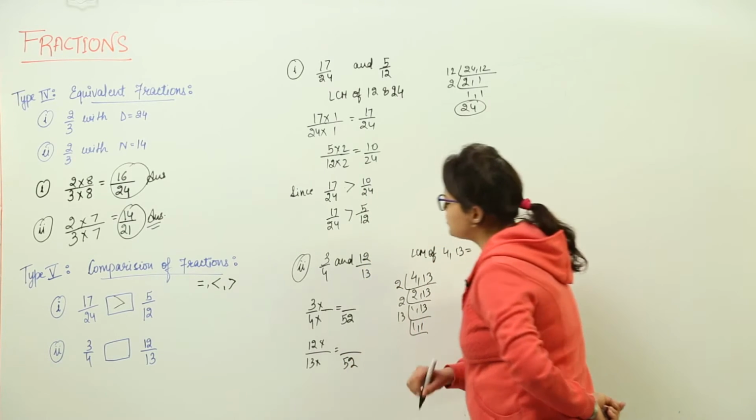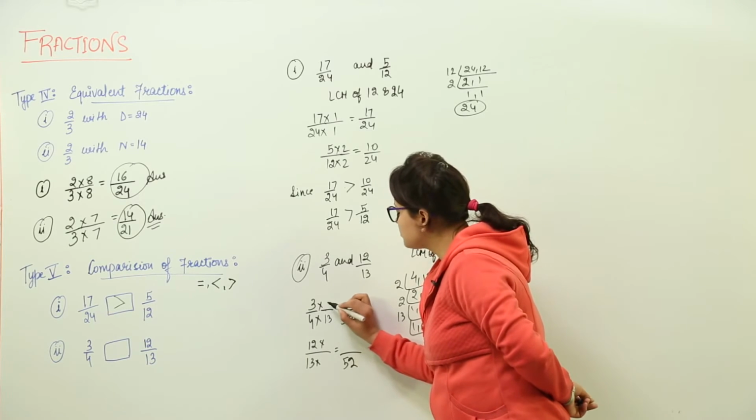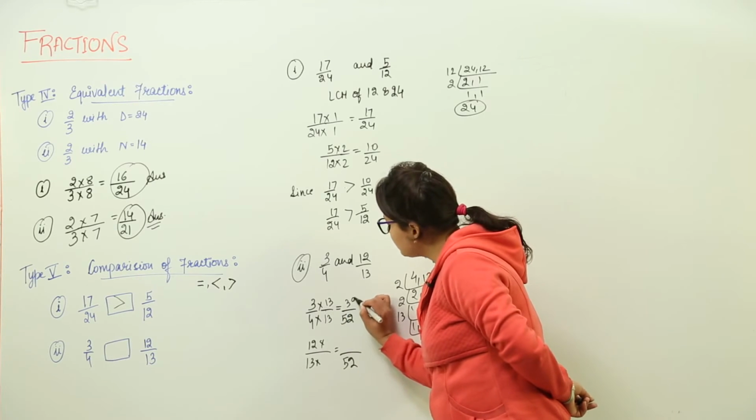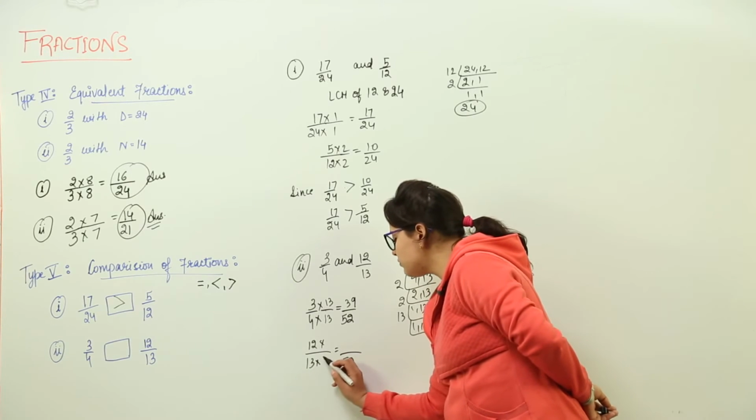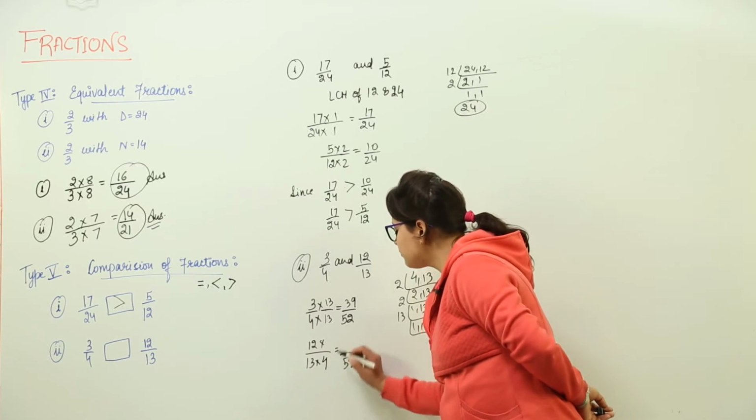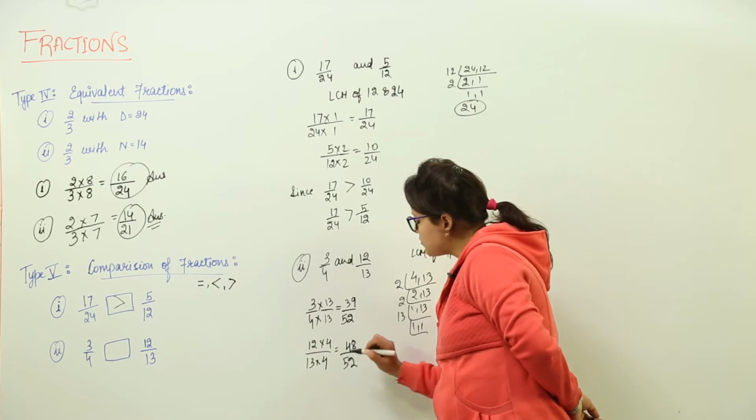Now let us do this. What should we multiply 4 with to make it 52? It should be 13. Here we get 39 over 52. And what should we multiply 13 with to get 52? It should be multiplied with 4. So 4 comes in the numerator and we get 4 12s are 48.